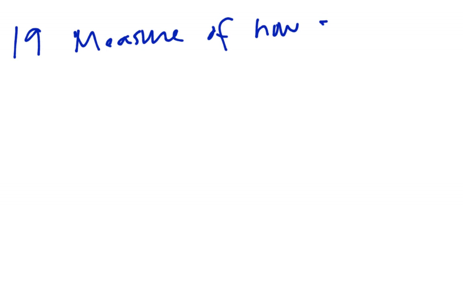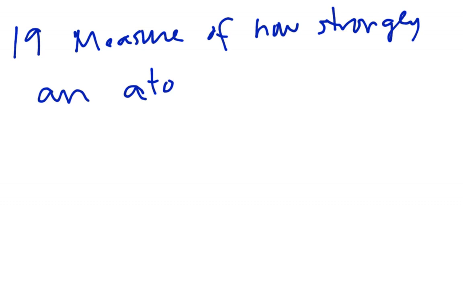Number 19, what is electronegativity? It is a measure of how strongly an atom pulls on electrons.